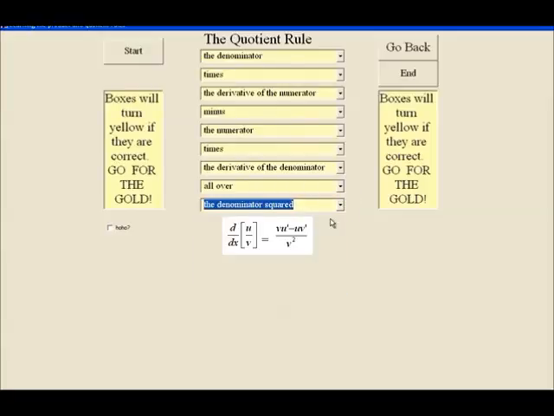If you get it right, they turn yellow. And this is the quotient rule: the denominator times the derivative of the numerator minus the numerator times the derivative of the denominator, all over the denominator squared. The AP people may ask you this using a change of letters. You just need to know the pattern and be able to recognize it in any form.